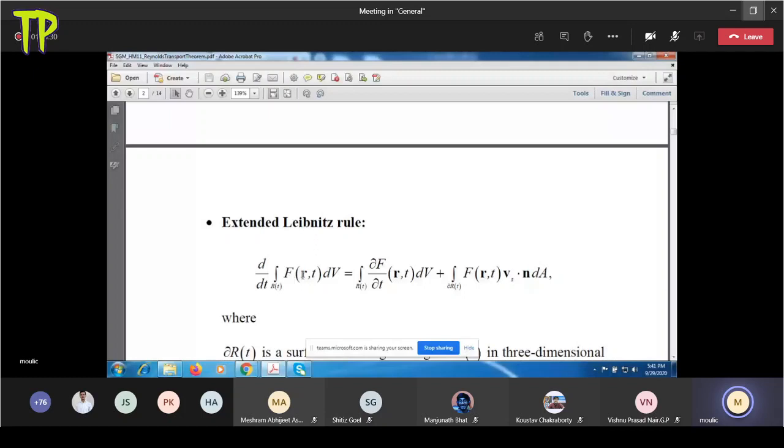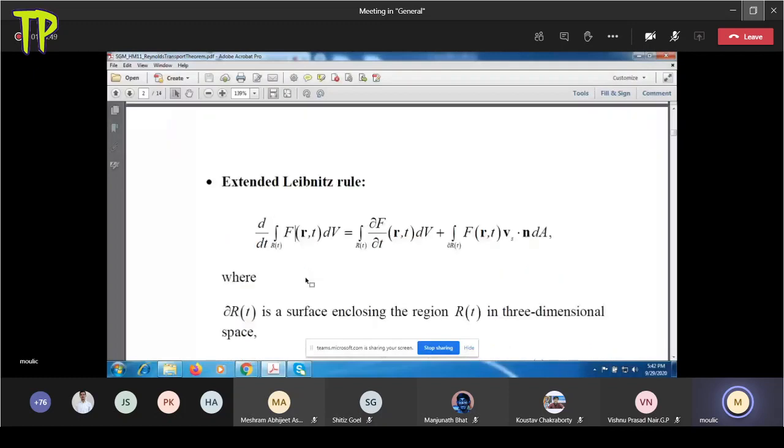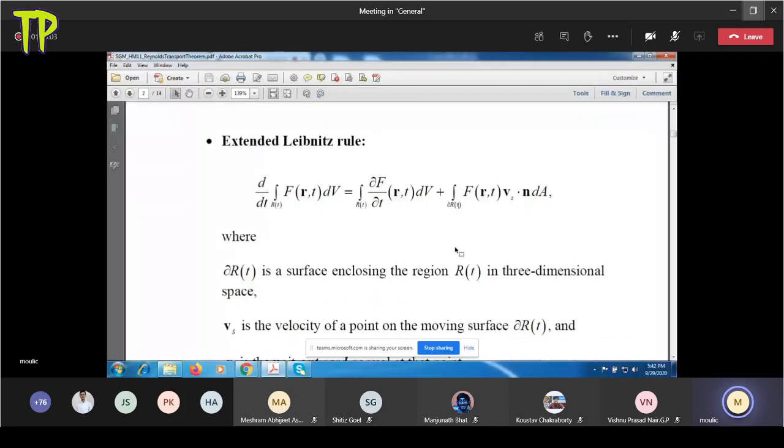z, t, which I'm writing for brevity as f of this vector r comma t, and I have a volume integral over a region which I'm calling R(t). So the limits of integration are functions of time, and the function that you're integrating also depends on time as well as space. Then you have the integral of del f del t over the same region, plus you have this flux term, the integral of f Vs dot n dA over the surface which I'm calling del R.